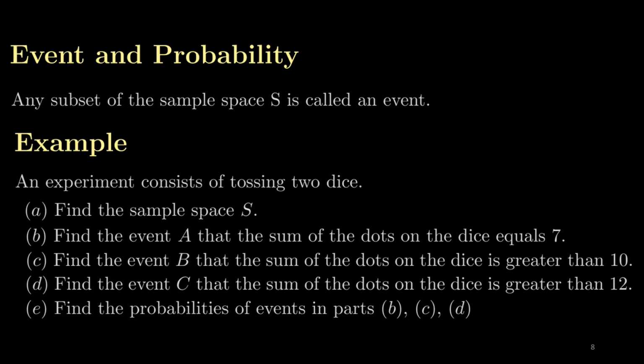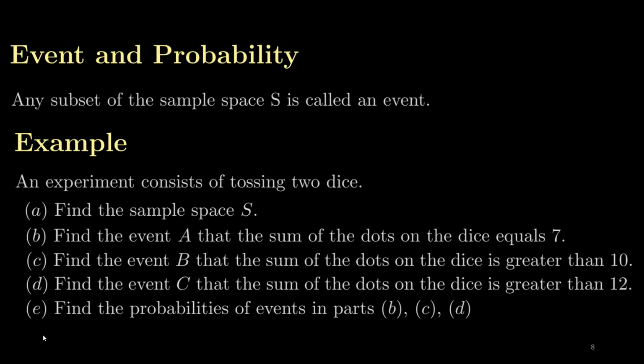Let's see further about the definition of event. So let's take an example. An experiment consists of tossing 2 dice. So you are rolling or tossing 2 dice. Find the sample space. Okay, the B part of this question is: find the event A that the sum of the dots on the dice equals 7. Find the event B that the sum of the dots on the dice is greater than 12. Find the event C that the sum of the dots on the dice is greater than 12.